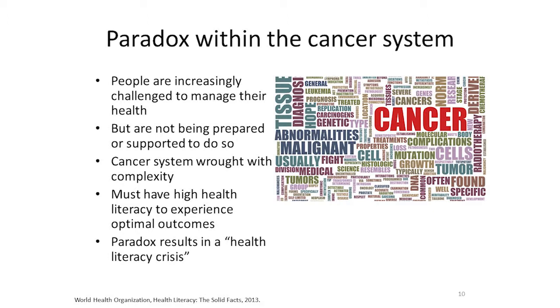But nothing's different in our health system. So they're not being prepared to do that. The system has changed the way they treat people, but there hasn't been a change in the way people are treated. And this is a problem. And so the literature shows you have to have high health literacy to have optimal health outcomes. It's not really fair, considering most people don't have high health literacy. So it results in a bit of a paradox in our health system. So what can we do about it?